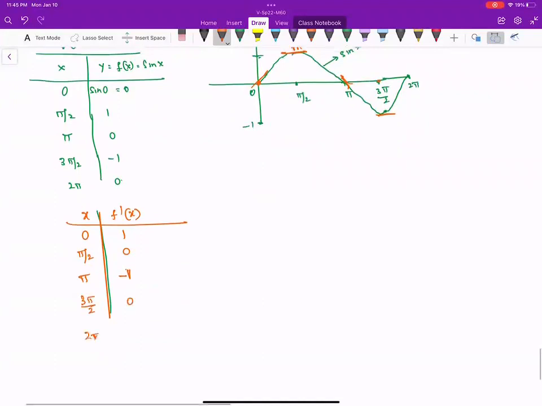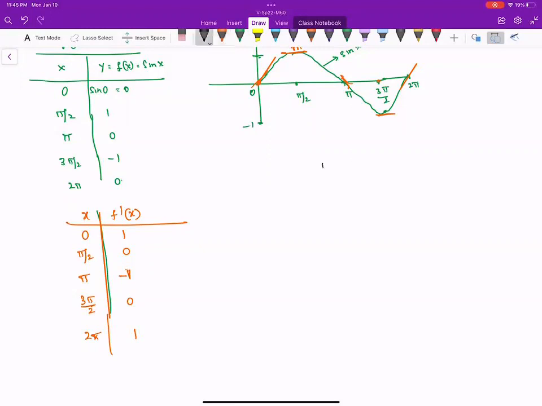At 2 pi, it exactly looks like the first tangent line at 0. The slopes are the same. They are parallel to each other. This one and this one, they are parallel to each other. Therefore, they have the same slope.